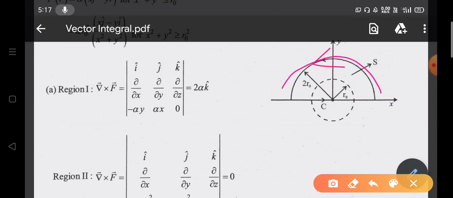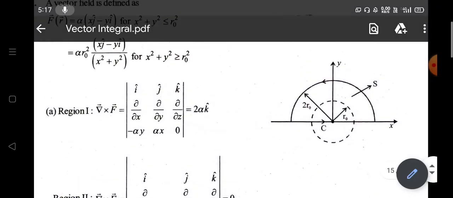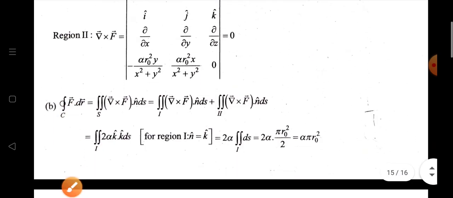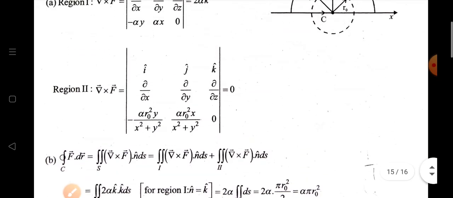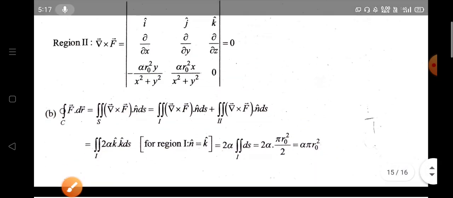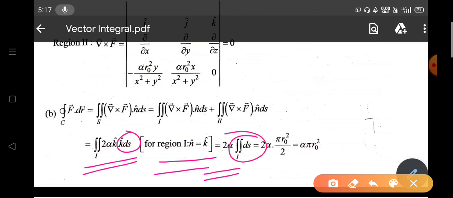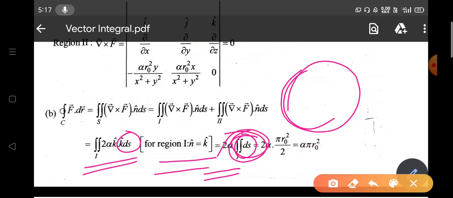This rotation is anti-clockwise. So in the xy plane, the vector will be along z, so the direction of ds is along k. So 2 alpha k cap dot k cap ds will give you the answer, that is 2 alpha times the surface integral over ds. So for the full circle, this is nothing but the area of the circle. For the full circle, what is the area? That is pi r naught square.